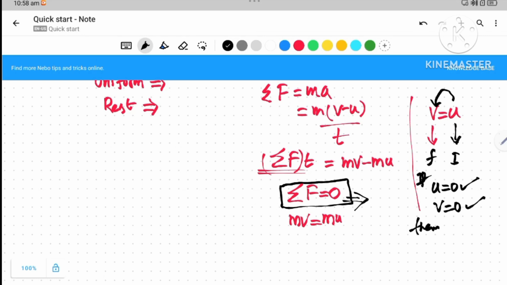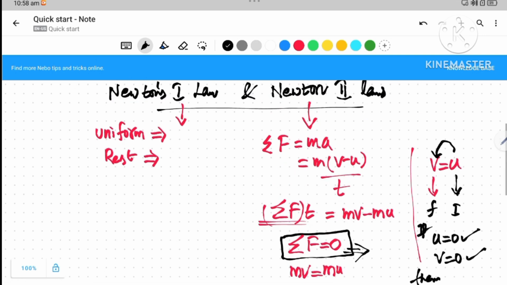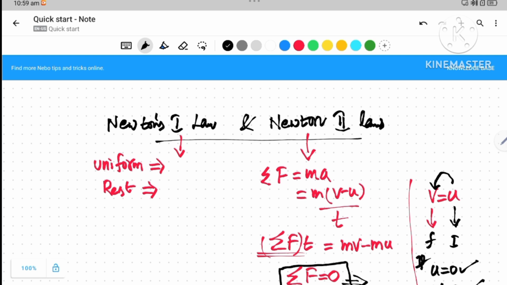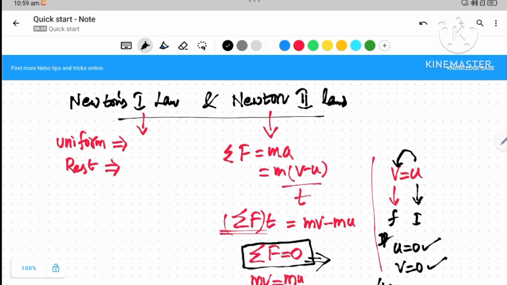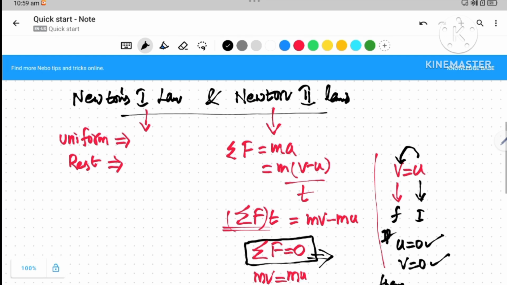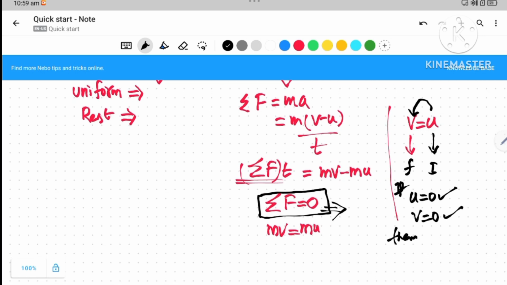So what it indicates is, when the forces are balanced and initially the body is at rest, it remains at rest. From this we can understand that Newton's first law gives us the qualitative definition of force, whereas Newton's second law gives us the quantitative definition of force. We can interrelate Newton's first law and second law in this way. I hope it gave an insight on Newton's first and second laws.